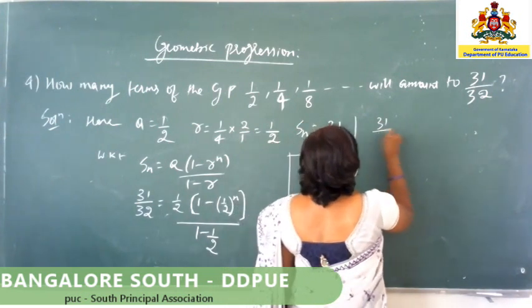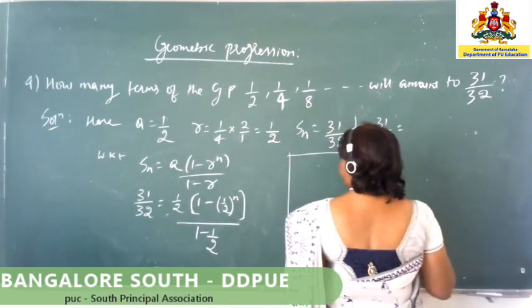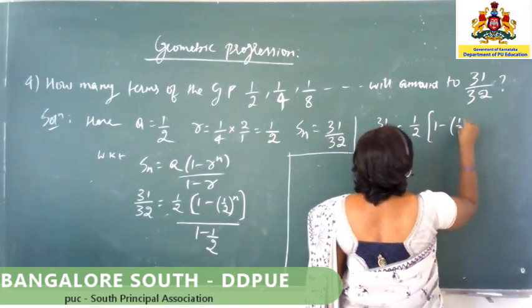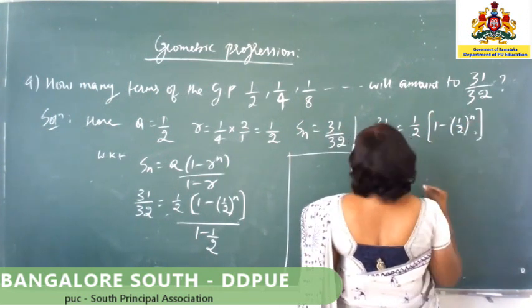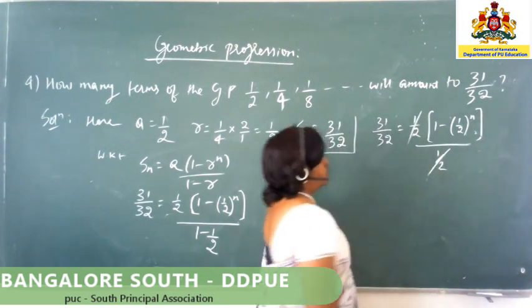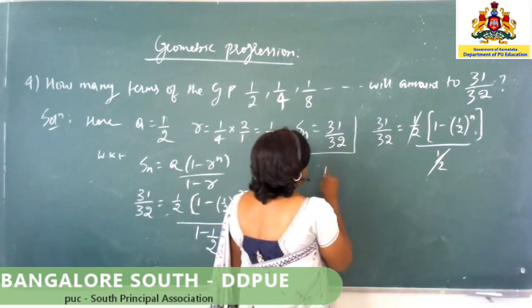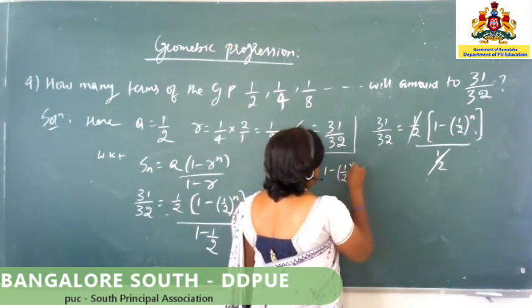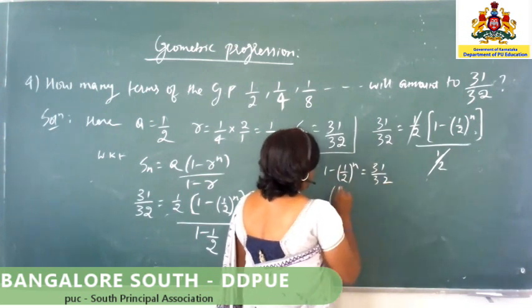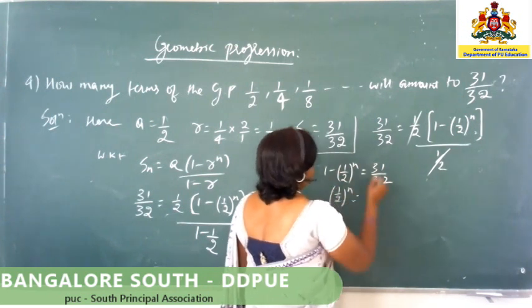So 31 by 32 is equal to 1 by 2 into 1 minus 1 by 2 to the power of n divided by 1 minus 1 by 2, which is 1 by 2. So 1 by 2 will get cancelled. So 1 minus 1 by 2 to the power of n is equal to 31 by 32.